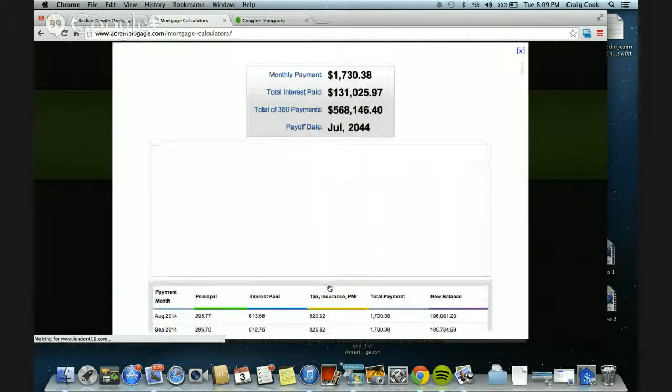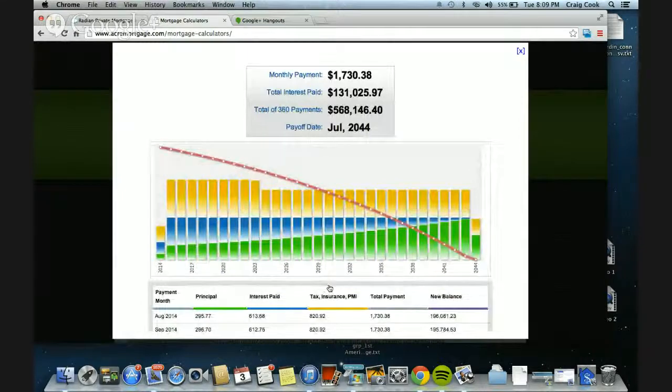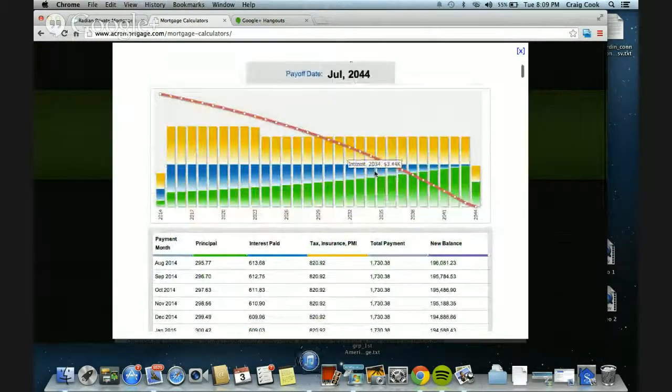All right. So, here we have our payment breakdown. We're going to add this stuff up and make sure it works. But the principal and interest seems to be correct. I'm going to add this up and make sure everything checks out. So you're paying $613 in interest for your first payment, and principal is $295.77. So it comes out to be $909.45, which is right. Great.